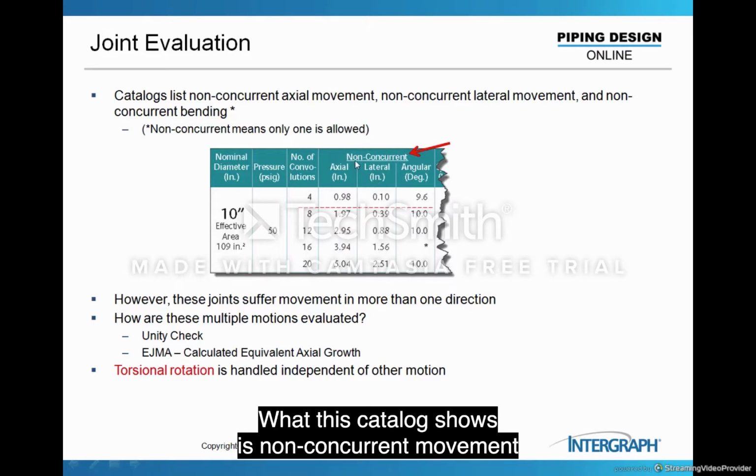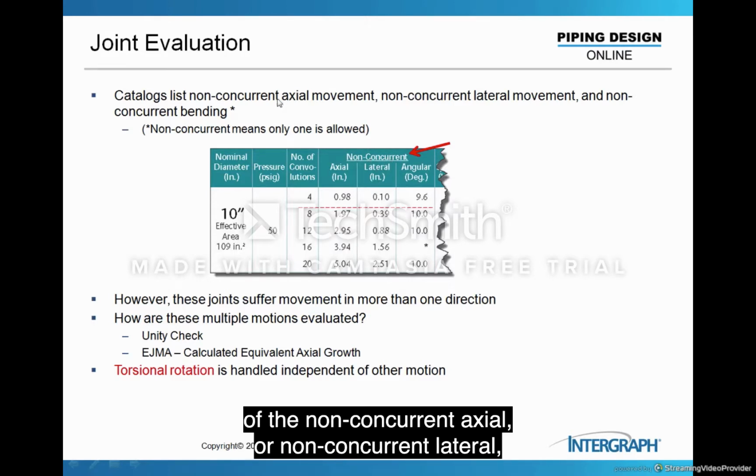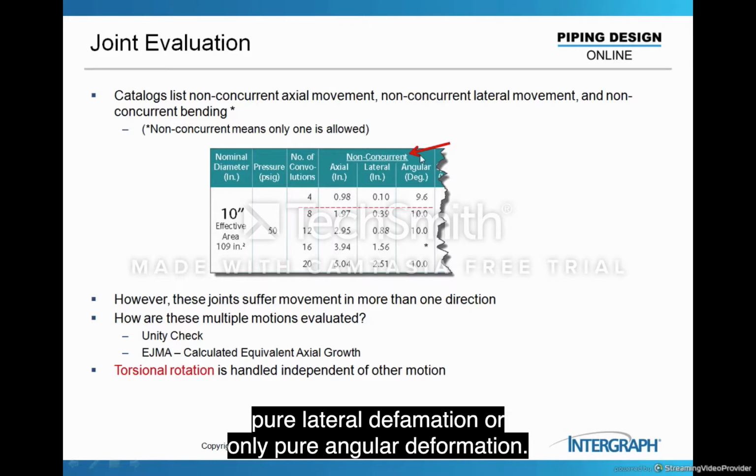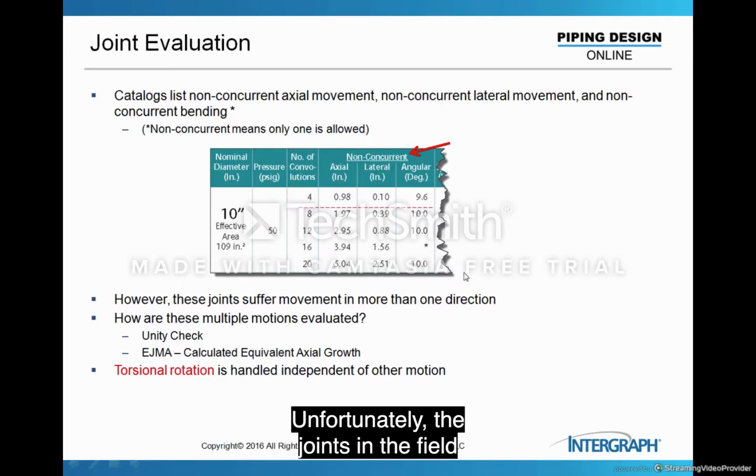What this catalog shows is non-concurrent movement. It would be non-concurrent axial, or non-concurrent lateral, or non-concurrent bending. Non-concurrent in the sense that you only have pure axial deformation, or only pure lateral deformation, or only pure angular deformation. Unfortunately, the joints in the field have some combination of these terms.